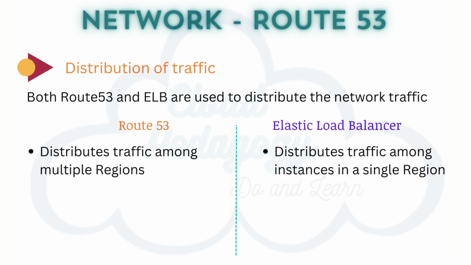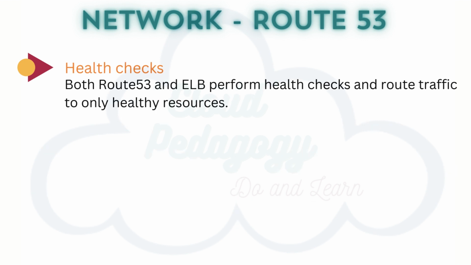In short, Elastic Load Balancers are intended to load balance across EC2 instances in a single region, whereas DNS load balancing, which is Route 53, is intended to help balance traffic across regions. Route 53 policies like geolocation may help direct traffic to preferred regions, then Elastic Load Balancers route between instances within one region. Both Route 53 and Elastic Load Balancer perform health checks and route traffic to only healthy resources.